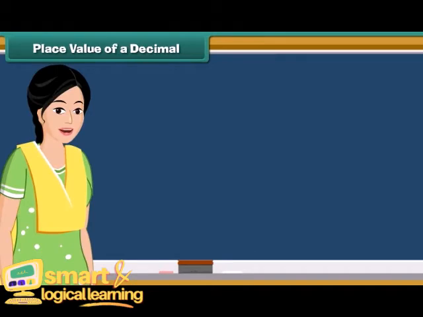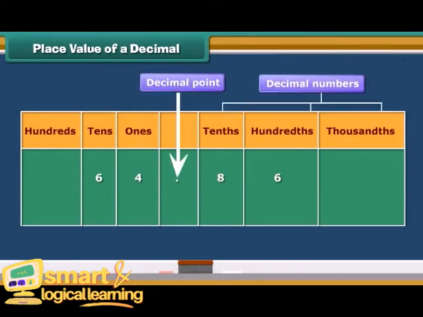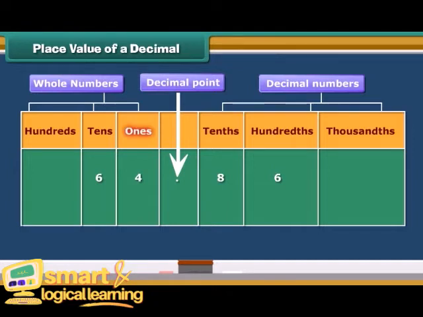Well, writing the decimals is pretty easy. Numbers to the right of the decimal point are decimals. The place values are tenths, hundredths, thousandths, and so on. Whereas numbers to the left of the decimal point are whole numbers. The place values are ones, tens, hundreds, and so on. Therefore, we read this number as 64 and 86 hundredths.